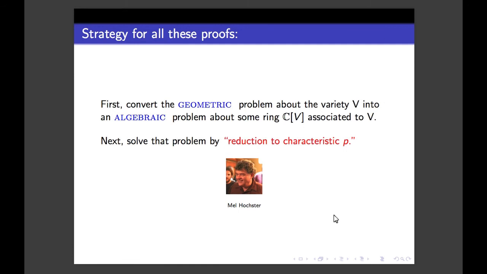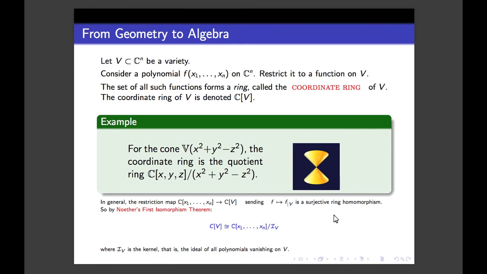So, yes. I want to explain that strategy very quickly. I don't expect everybody to follow this, but I'm just reviewing for people who have seen it a little bit. When I have a variety, I can take a polynomial function on the space in which it lives, in n variables if I'm in Cn, and restrict it to the variety. Now I have a function on the variety. It's basically a polynomial function on the variety, but we call it a regular function.